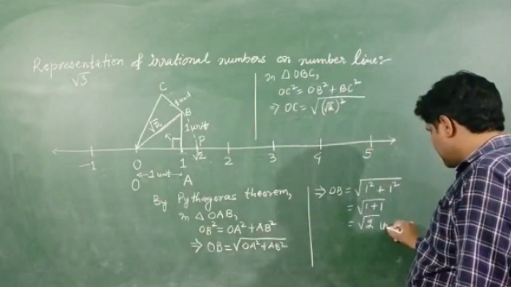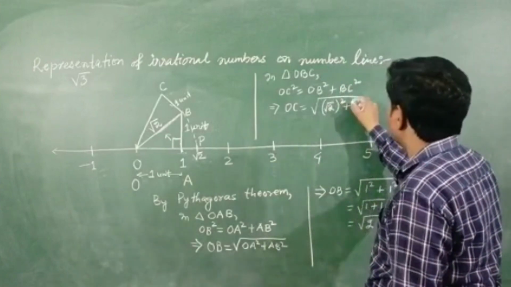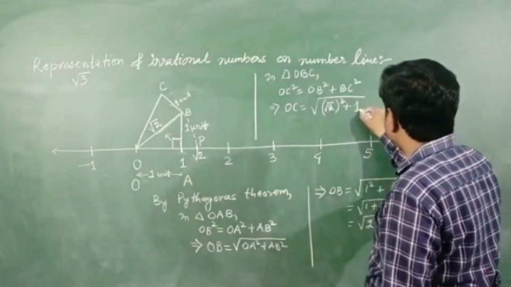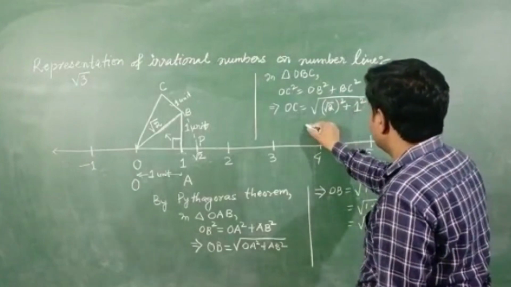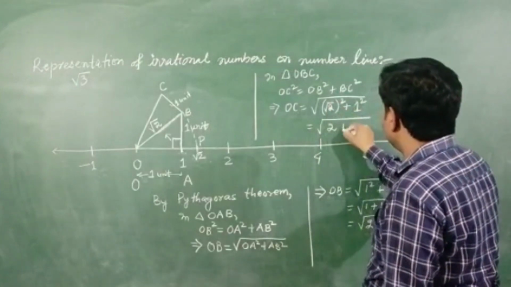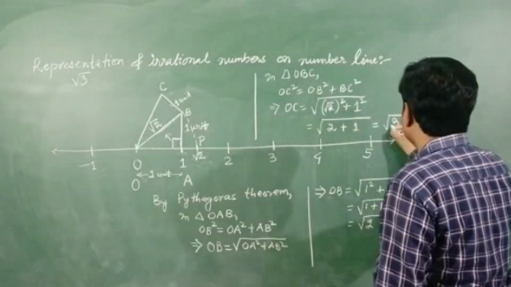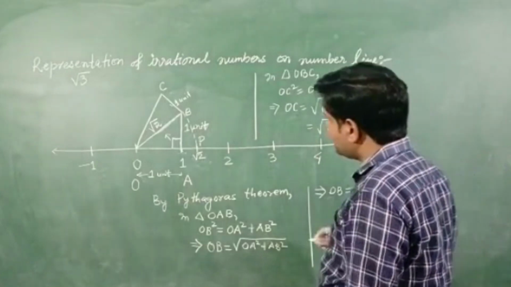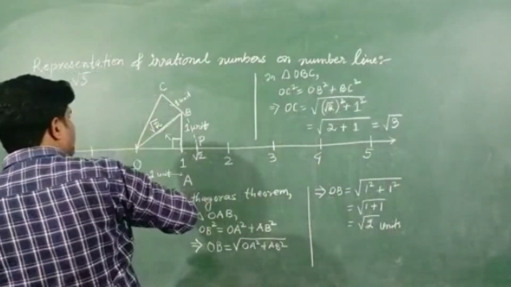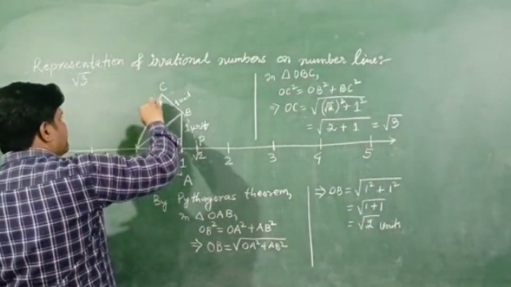So root 2 squared, and BC is 1 unit, so we write it as 1 squared. Now you can see root 2 squared is 2, and this is 1. This is equal to root 3. So now we have got OC. Again, OC length is root 3.